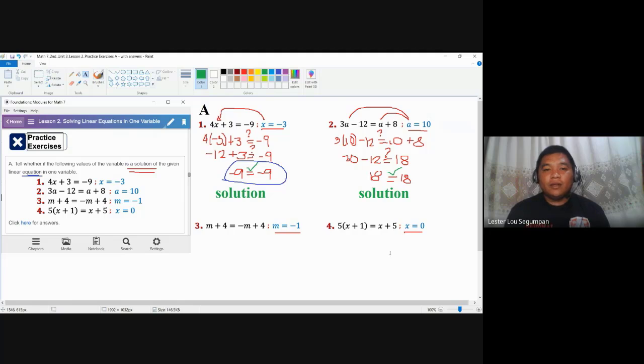Before I continue to number 3, number 4, let me just differentiate the term solution, meaning the process, and the solution, meaning the value of the variable. When you talk about linear equation in one variable and you're asked about the solution, this is actually the process. But it's not the same as the solution where you're going to doodle scribble some items there, and you say, that's my solution, sir. The solutions being described by this practice exercise is whether the value of the variable will satisfy the equation or not. Let's continue to number 3.